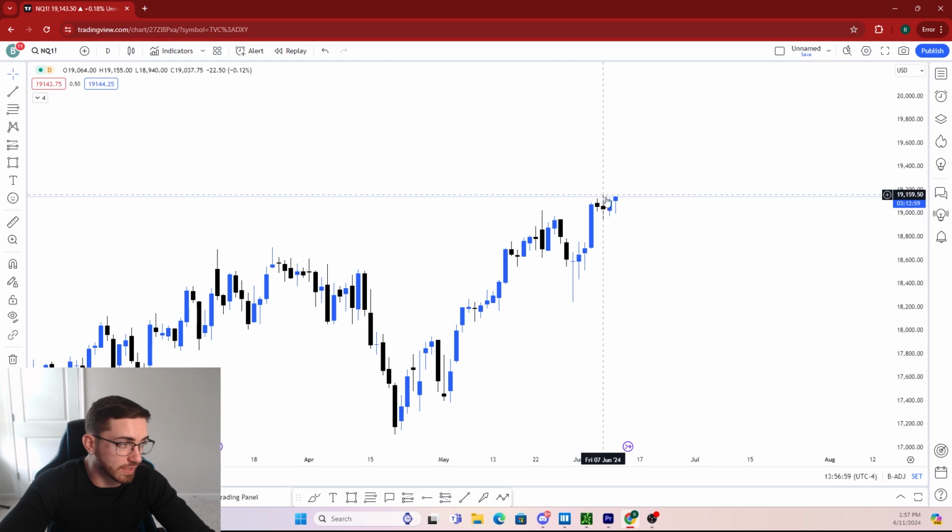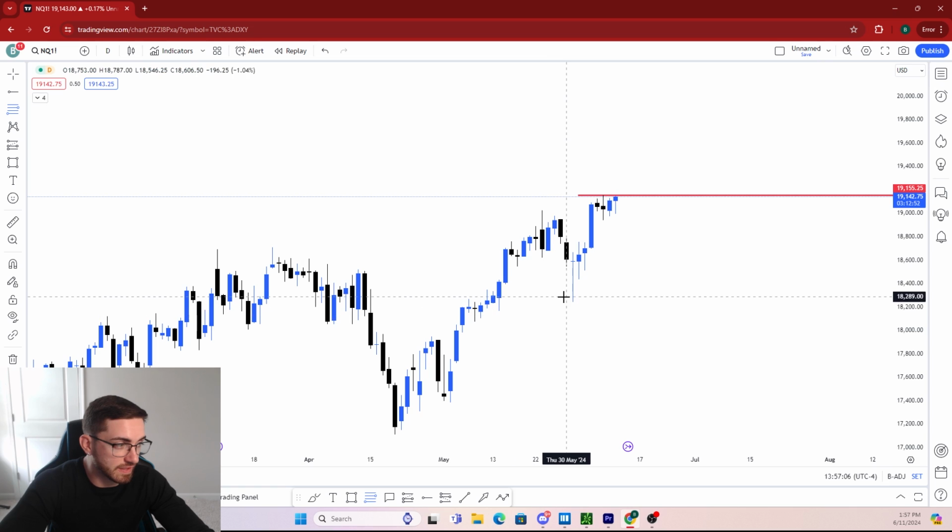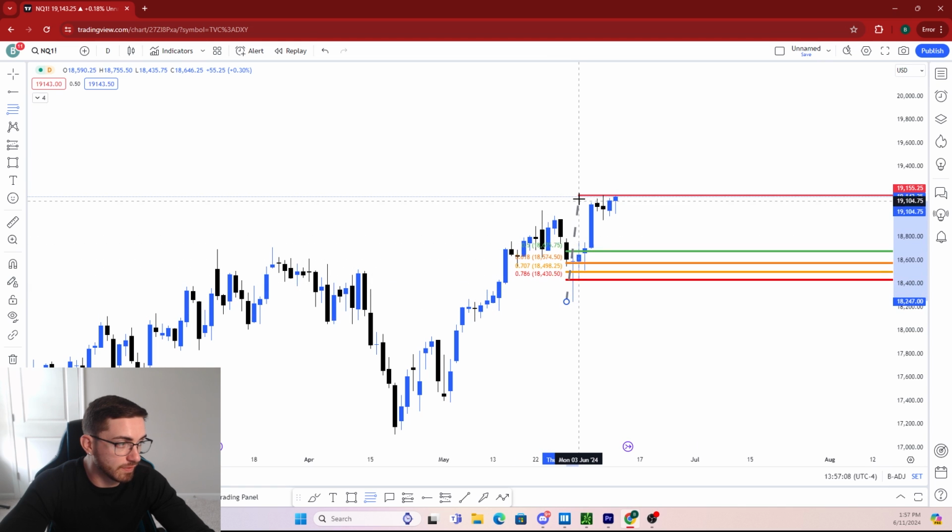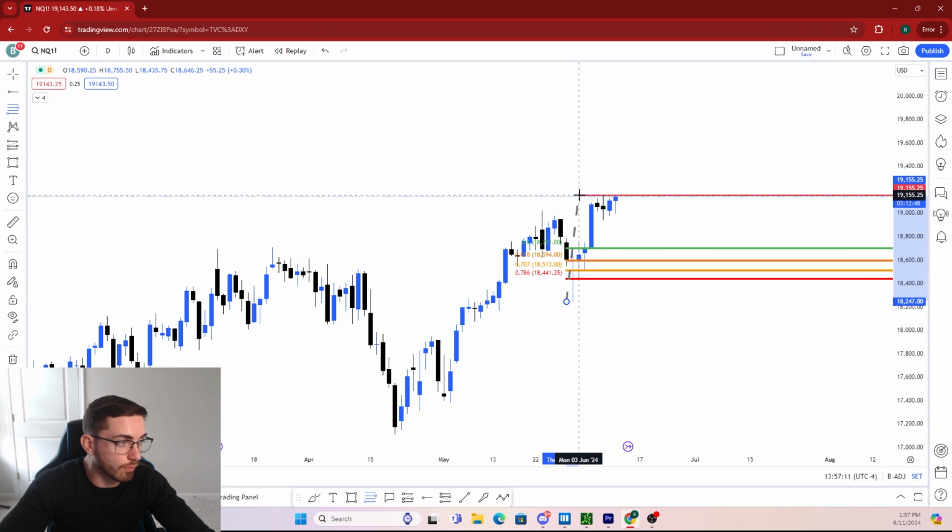Now looking at the daily time frame, I do see one potential level. However, it does look like we're getting ready to break that. If price were to remain below this high right here, we could potentially take a Fibonacci retracement from this pivot low to pivot high and then look for a pullback to the 50 or 61.8% retracement.